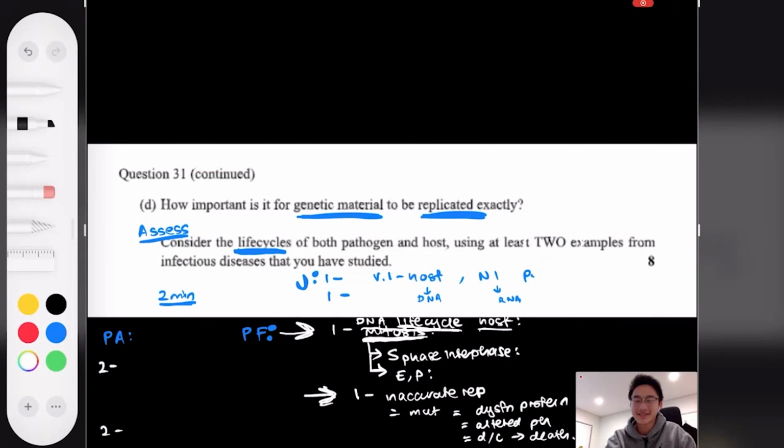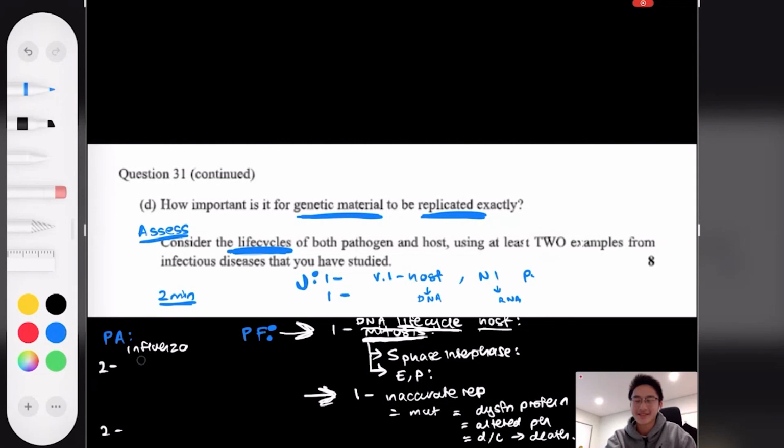Okay. Good. All right. Coming back to this, 2 marks. We're going to pick influenza. I think it's a very good example. So for influenza, we need to first explain the life cycle before we explain why it's not important for genetic material to be replicated. So what is the life cycle of influenza?